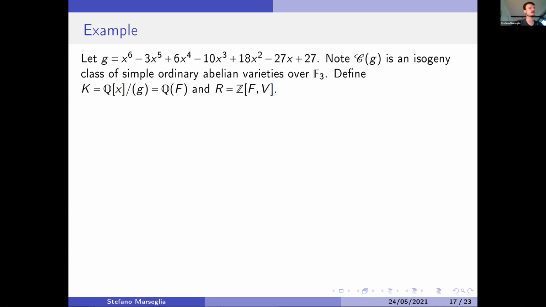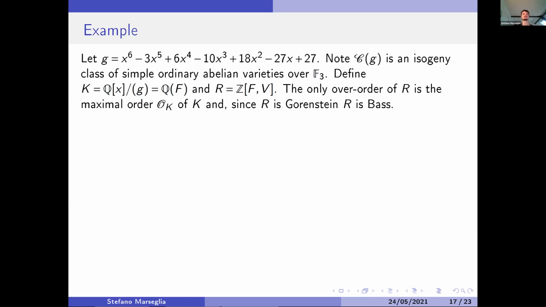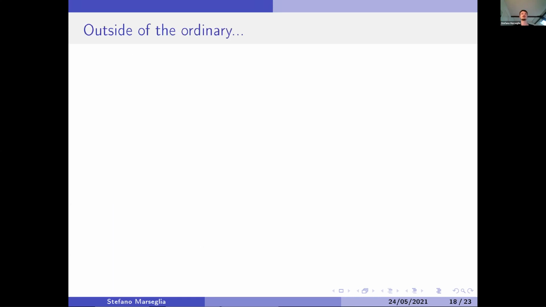All right. How am I doing with the time? I think I better speed up a little bit. So I'm going to skip this example. Let's move to outside the ordinary locus.